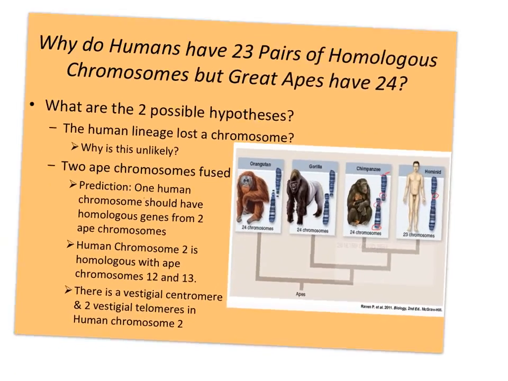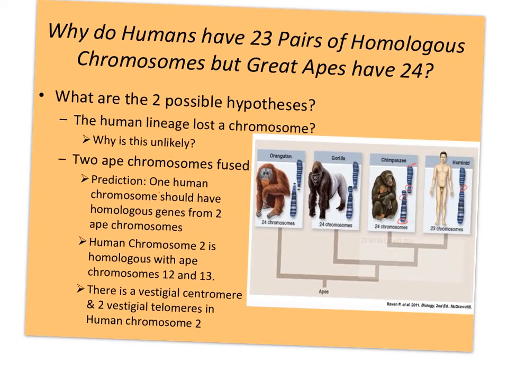Okay, so what happened is, when the lineage or the population that split off that led to humans, there was a major mutation in the chromosomes where two ape chromosomes fused together and formed one human chromosome. That used to be two chromosomes. Now, an engineer would never have done this. Okay? Never.